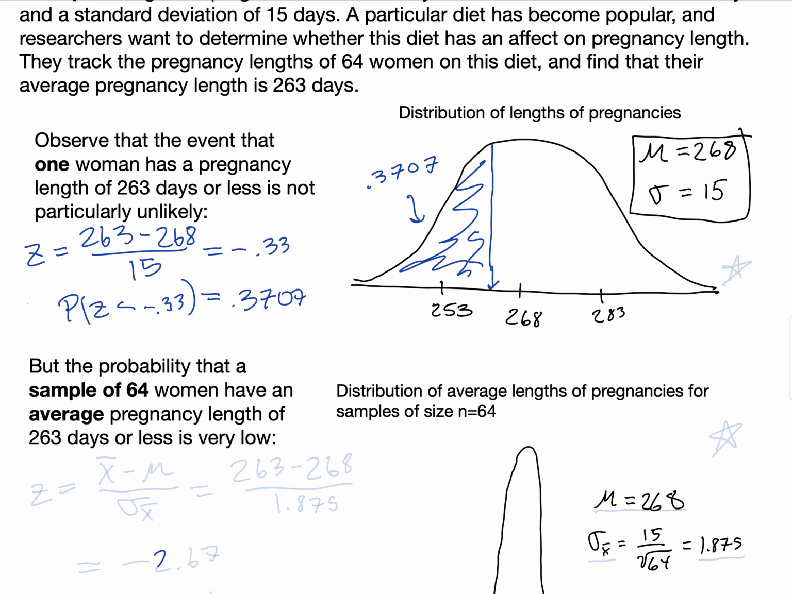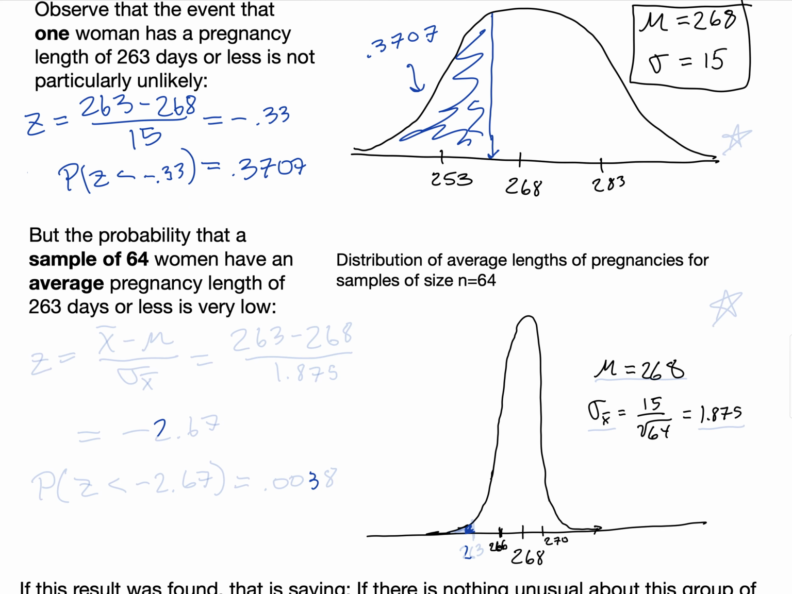But the probability that a sample of 64 women have an average pregnancy length of 263 days or less is very low. By the central limit theorem, these sample means will have a normal distribution with the same mean as before, 268. But now the standard deviation of the sample means is the old standard deviation, 15, divided by the square root of the sample size, the square root of 64. And so the standard deviation for these sample means is 1.875, so much smaller.